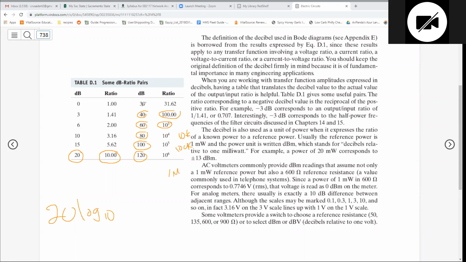Okay. Same thing for negative. If you put a negative 40 dB, this is 1 divided by 100. Put a negative 60, this is 1 divided by 1,000. This is milli. You put negative here, this is 0.1 milli. Right? Like so.